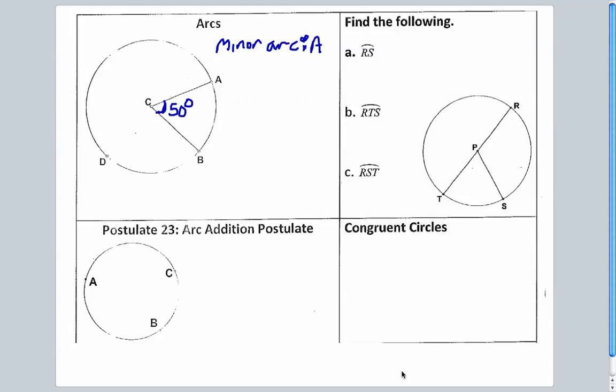For instance, arc AB. The symbol that we use above AB is just a little curve. So that means arc AB. We've got major arcs. Major arcs are greater than 180 degrees, and they're measured using three letters. So we might, for instance, name one of these arcs arc ADB, once again with the arc symbol above it.